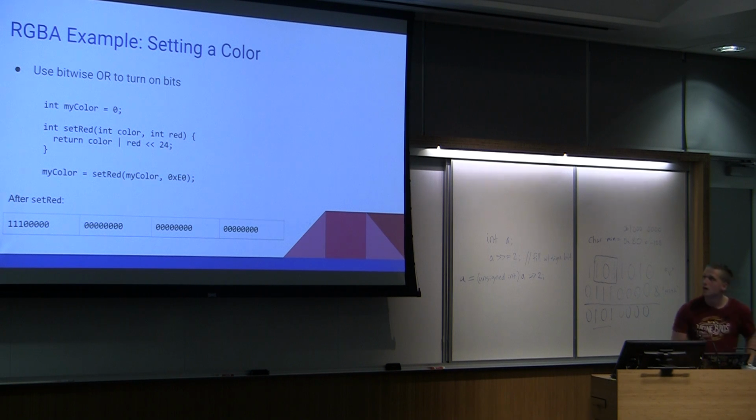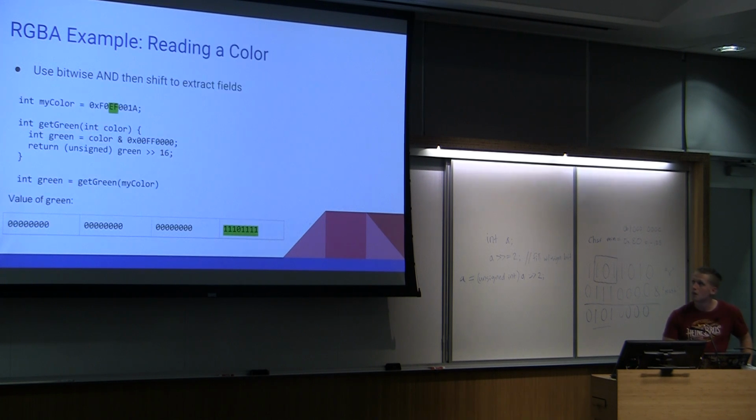So are there any questions about turning on bits in a vector? Okay, cool. So now we've set a color, and this isn't very useful unless we can get the color back out of the vector. So the next example is reading a color. Let's say I'm starting with a color that already has some non-zero channel data in it.